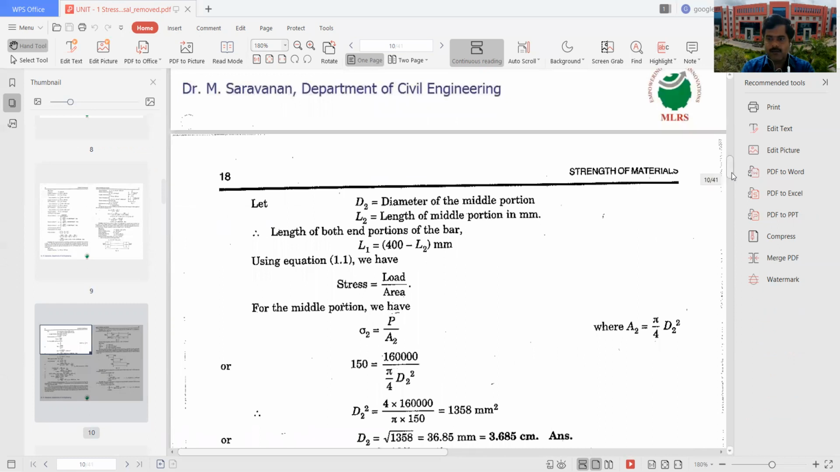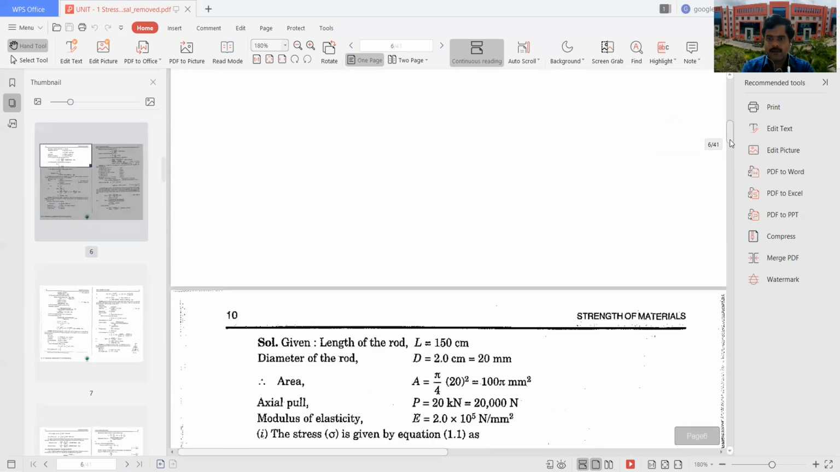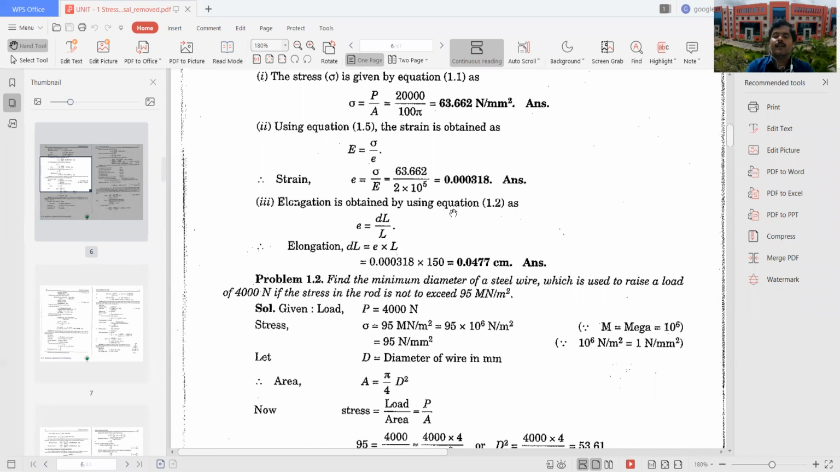Delta L, the change in length, will be calculated like this. Delta L will be equal to delta L1 plus delta L2 plus delta L3. Delta L is nothing but the change in length, PL by AE, and stress is load by area, strain is stress by Young's modulus or delta L by L. So if you know these formulas, you can easily solve this type of problems.